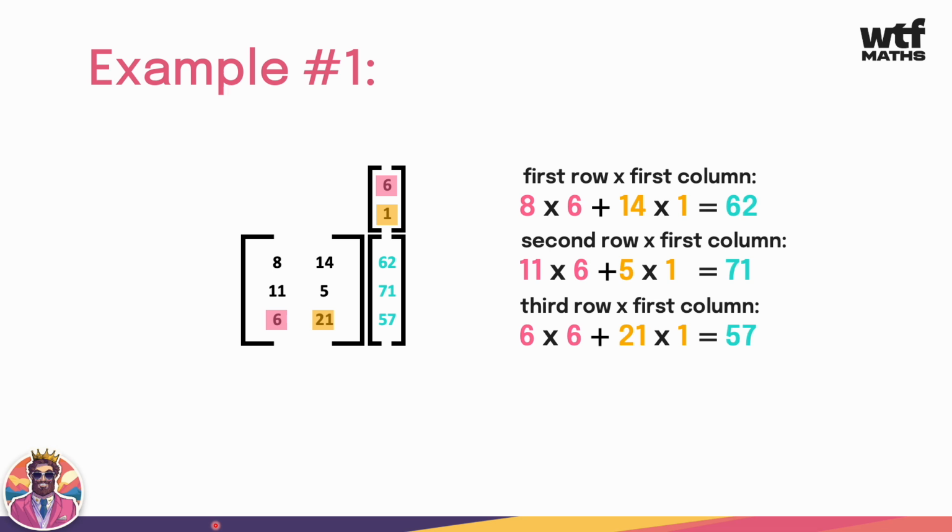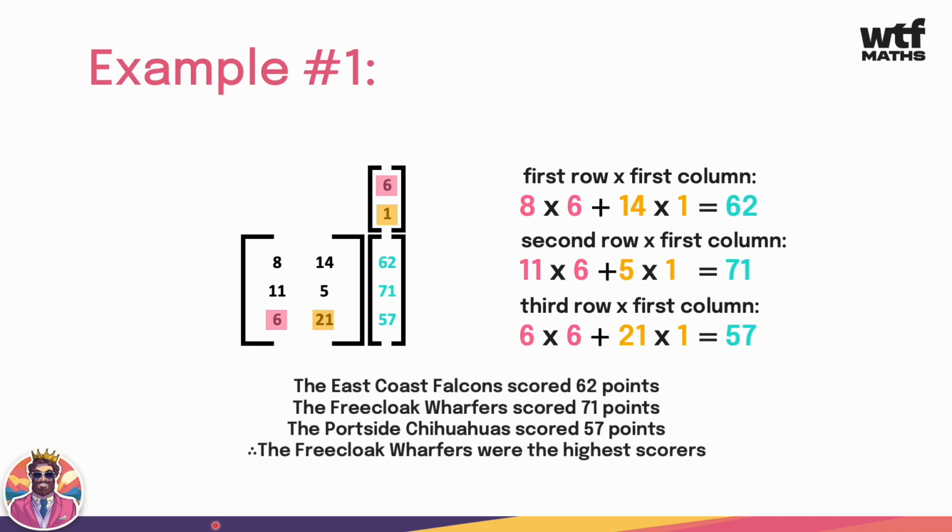Now we want to keep things nice and professional, so since we were given a worded question, it'd be nice if we can give a worded answer. So to summarize what our matrix says, the East Coast Falcons scored 62 points, the Free Cloak Wolfers scored 71 points, and the Portside Chihuahuas scored 57 points.